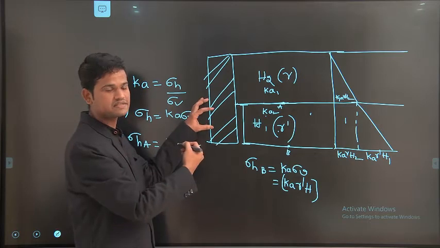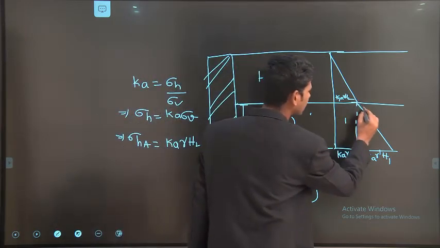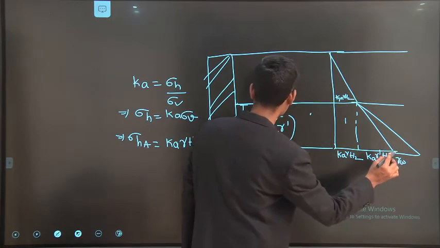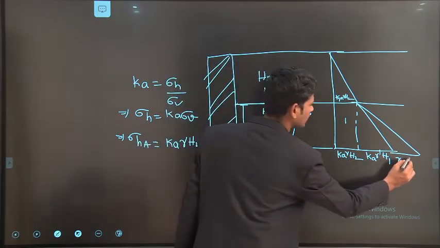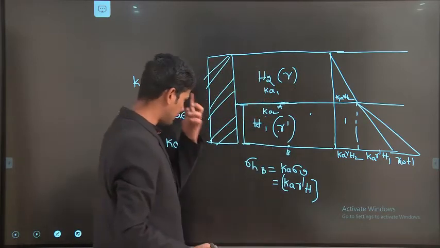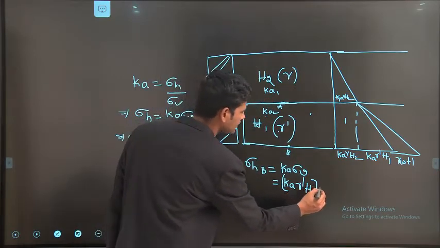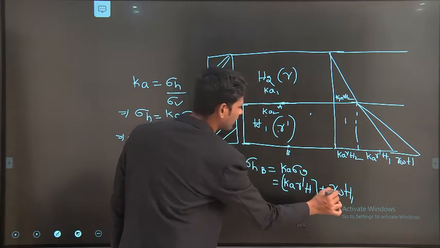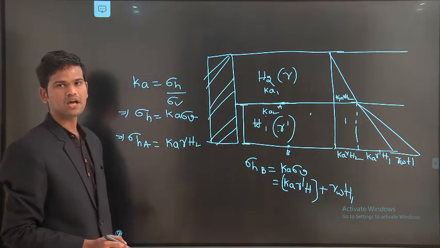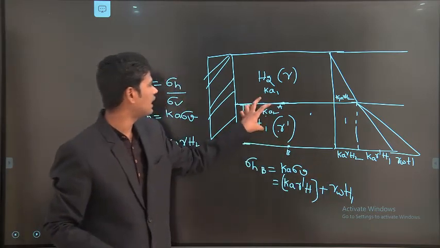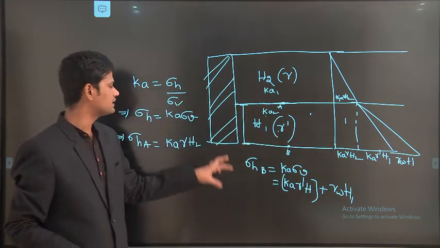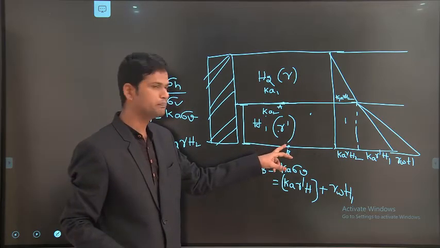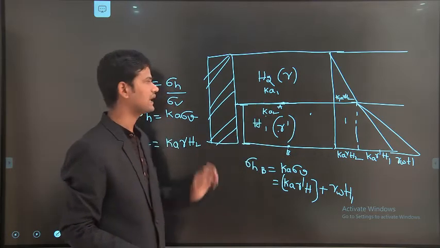Water also will create pressure on the wall. That pressure again we are taking as gamma W into H1. That water pressure also we are taking as Ka into gamma prime into H plus gamma W into H1, where gamma W is the unit weight of the water and H1 is the height of this particular layer. This is how the horizontal pressure is created at particular point B only due to the second layer.